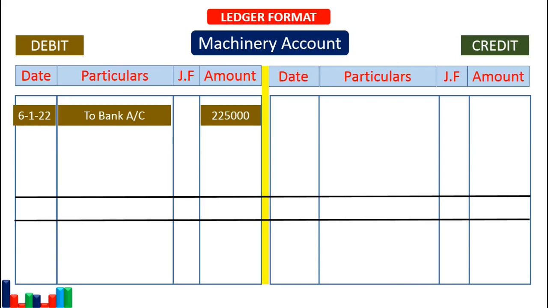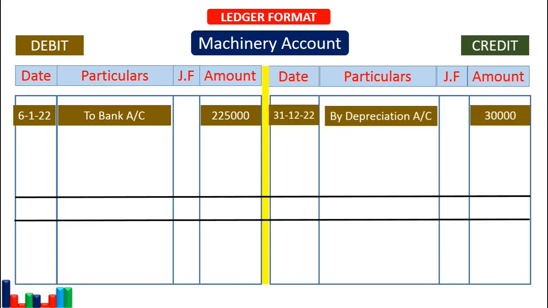Always remember that the name of the account which is used to denote the name of the ledger is never written on the particulars column of either debit side or credit side. So, we will never write to machinery account or by machinery account in either the debit side or the credit side of machinery ledger. On 31st/12/2022, the machinery account has been credited with rupees 30,000 because of depreciation. So, by depreciation account has been written on the credit side of this ledger.